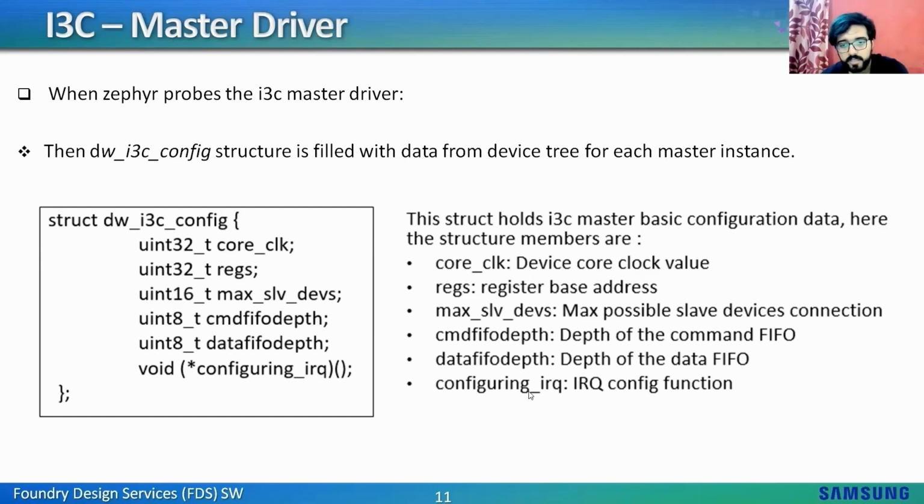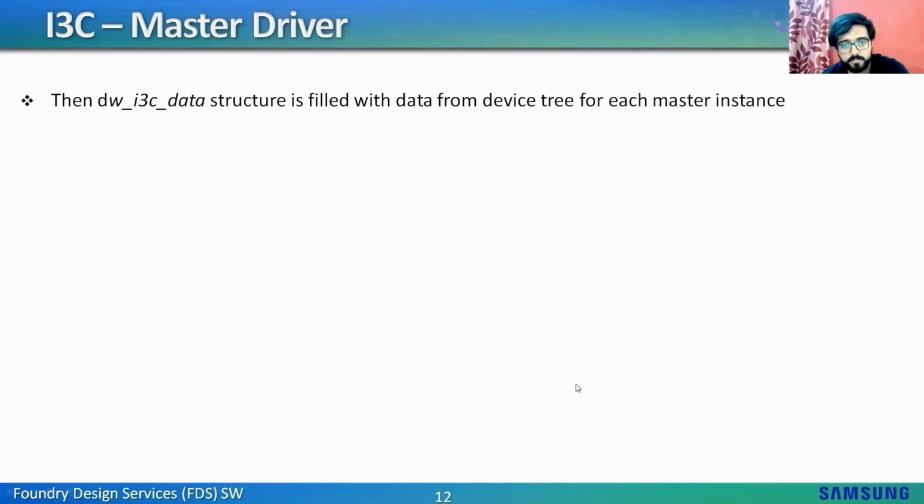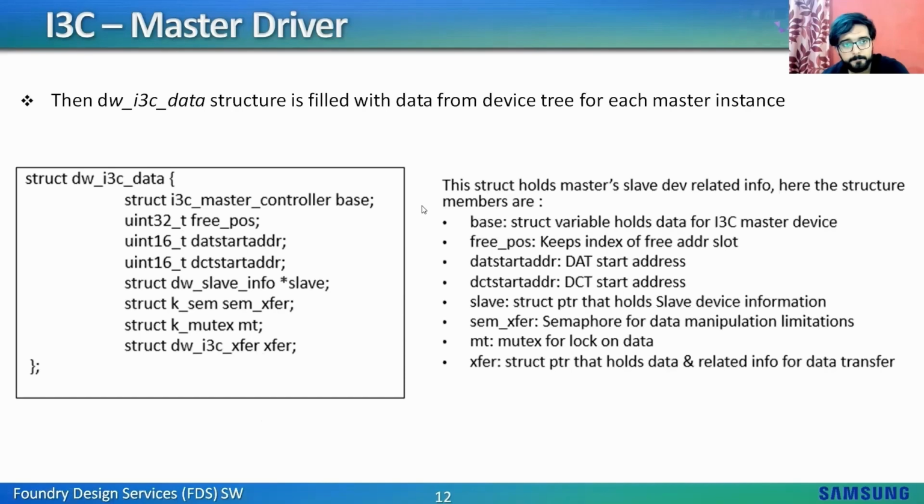Then we have the config IRQ member function. This config IRQ function is used to bind or register the IRQ lines with the IRQ handler. So this is all about this structure. If we move on to the next slide, we can see that after DW I3C config, the next important structure that gets filled is this DW I3C data structure. This again pulls data from the device tree.